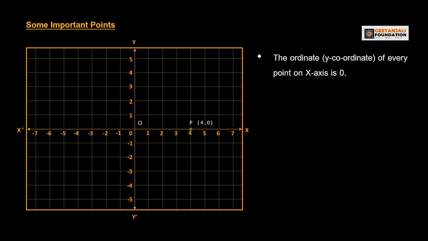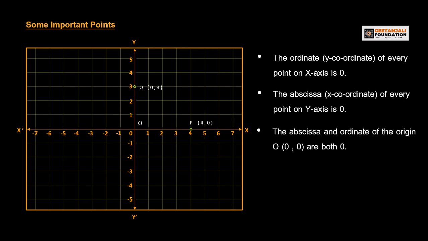Now suppose you want to take a point on y-axis. Let's take this point. In that case, the abscissa or x coordinate of that point will be 0. For example, this point Q, its coordinates would be (0, 3). You can see that x coordinate is 0 here. Now what about the origin? It lies both on x and y axis. So in this case, both abscissa and ordinate would be 0. So the coordinates of origin would be (0, 0).